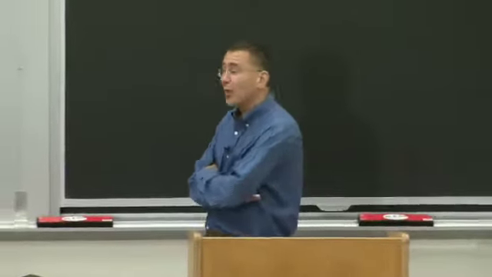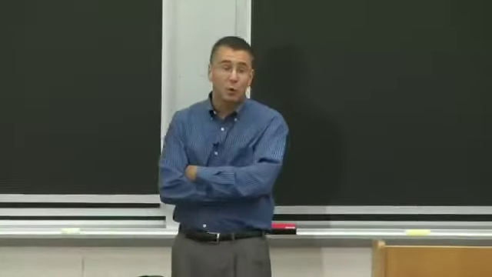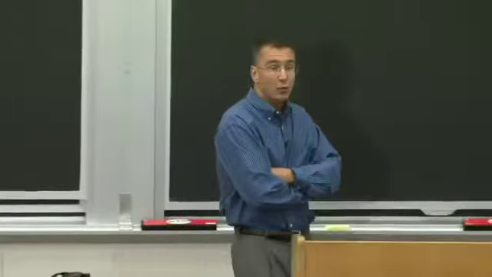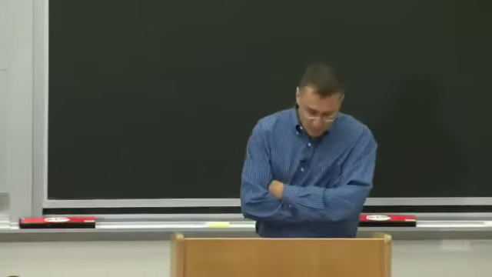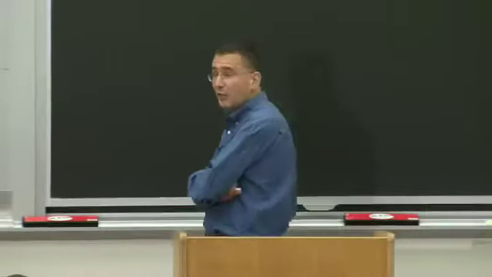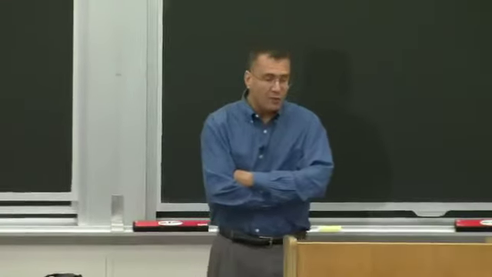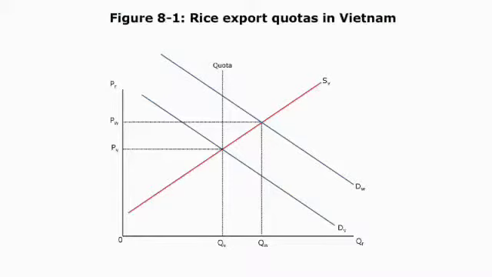And one concern that was raised is that would mean kids in Vietnam would have to work harder producing rice so it could be sold around the world. Let's see whether that was true. Well, to think about that, let's first think about it theoretically. So let's go to figure 8.1. Figure 8.1 shows the demand for rice. D sub V is the demand for rice in Vietnam. D sub W is the demand for rice worldwide.